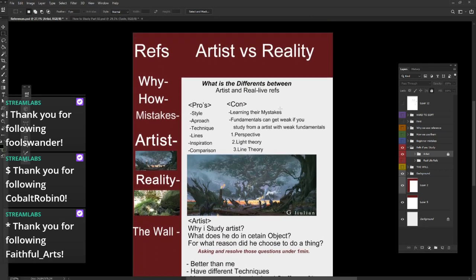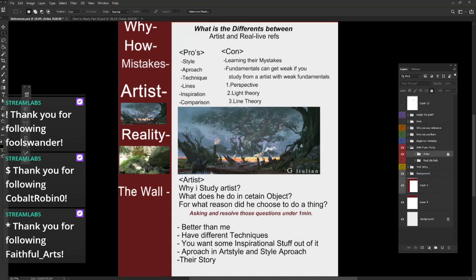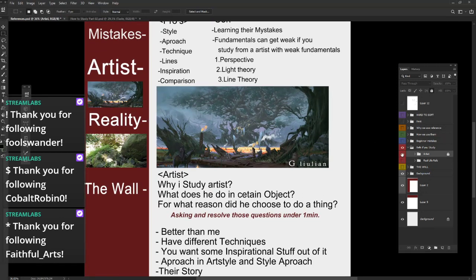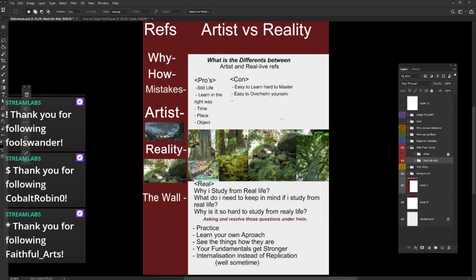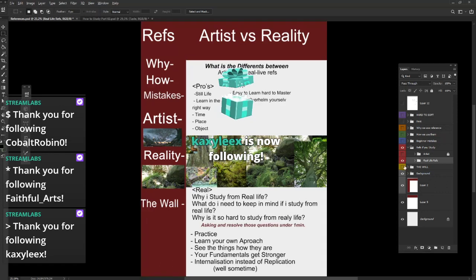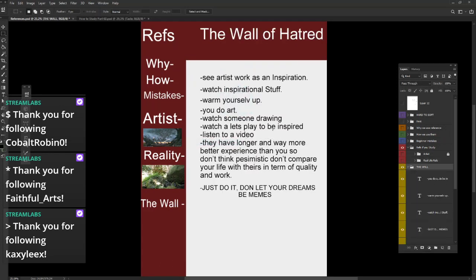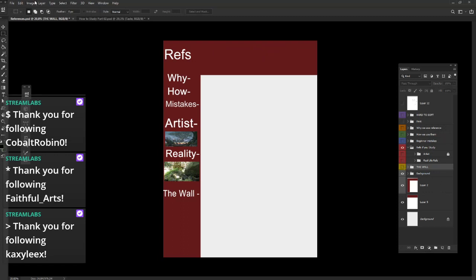Here's the difference between artists with reality, what the pros and the cons are of using them. Same thing here. Now about real life reference, in case you want to study those. And here's the wall if you absolutely hate doing that. Now, I think we are done here.